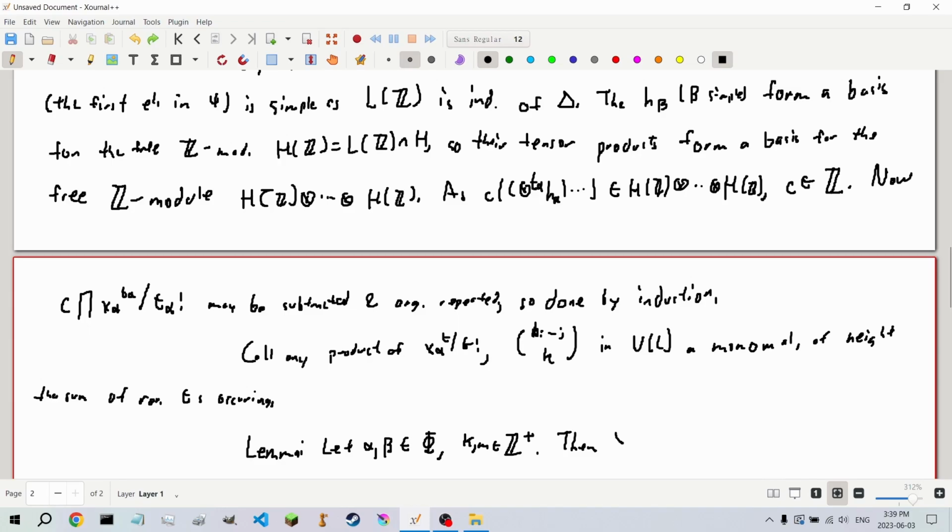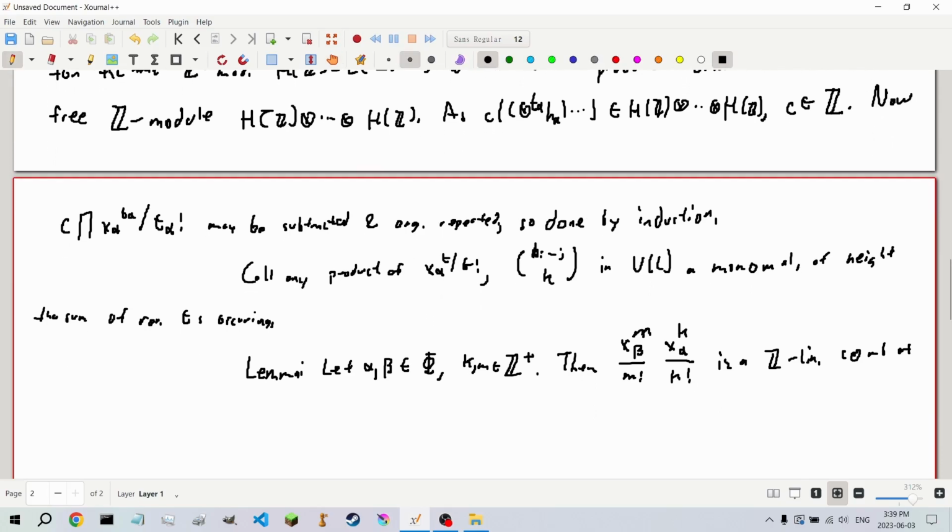Then X beta to the m over m factorial times X alpha to the k over k factorial is an integer linear combination of X alpha to the k over k factorial, X beta to the m over m factorial, and other monomials of height less than k plus m.